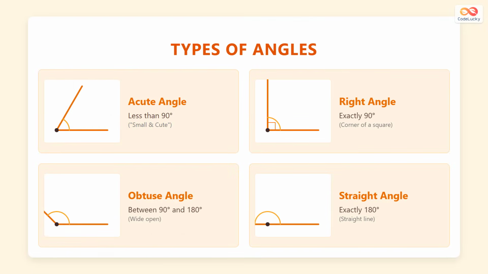There are different types of angles based on their size. An acute angle is small, measuring less than 90 degrees. A right angle is exactly 90 degrees, like the corner of a square. An obtuse angle is wide, measuring between 90 and 180 degrees. And a straight angle forms a straight line, measuring exactly 180 degrees.